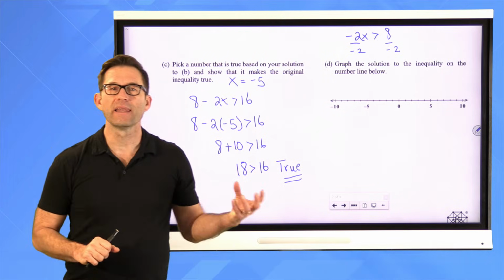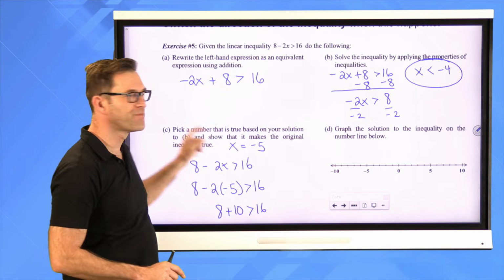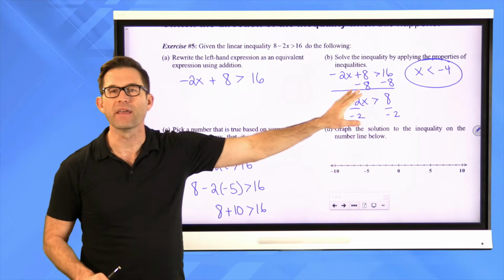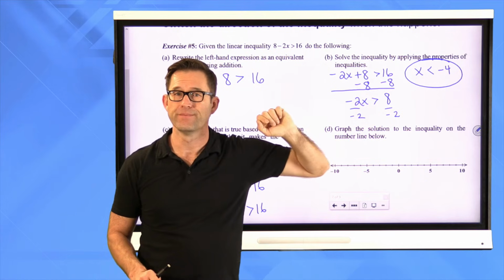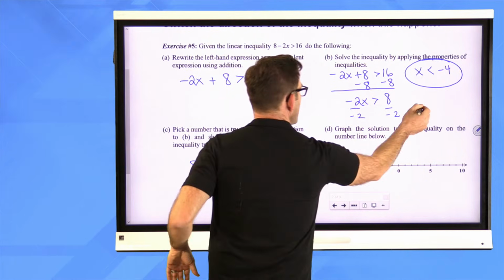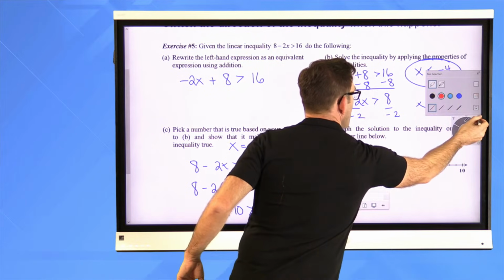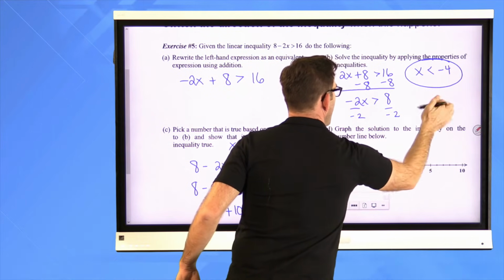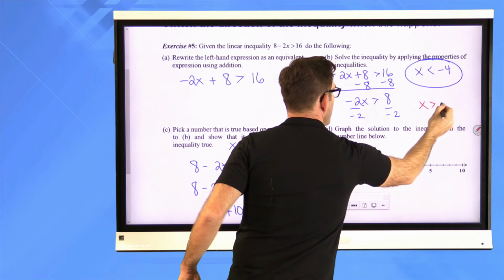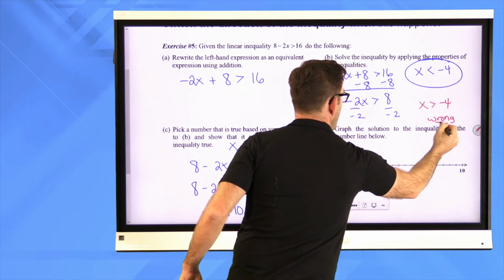One of the reasons I like doing this is that if I had, in letter B, made the mistake of not flipping the inequality, right? Let's say I made that mistake. I would have gotten a final answer of x, actually, let me put this in red real quick. I would have gotten a final answer of x is greater than negative 4. So that's wrong. I want to be very clear about that.